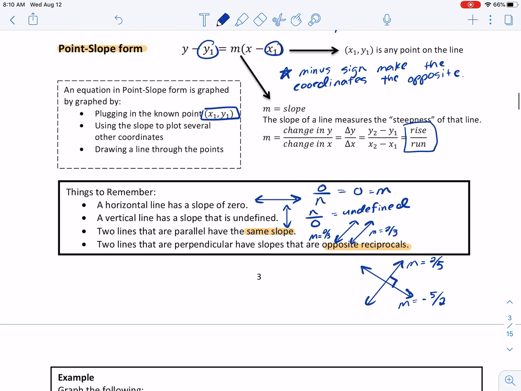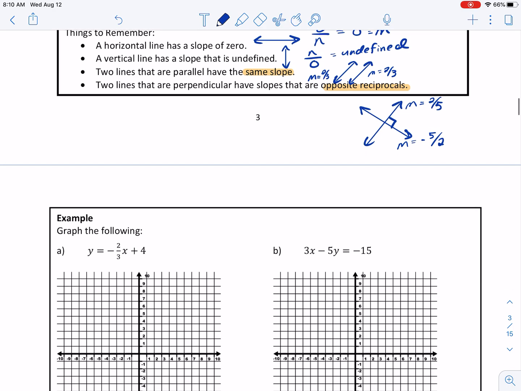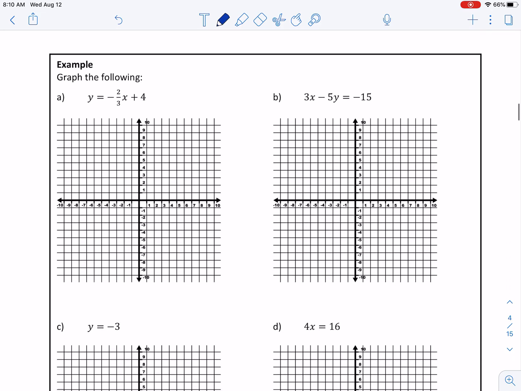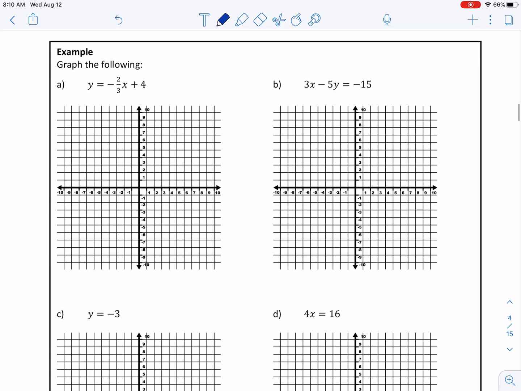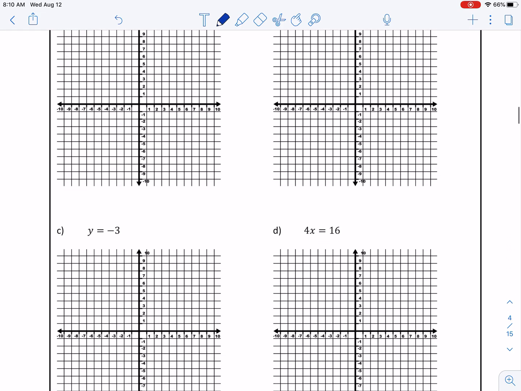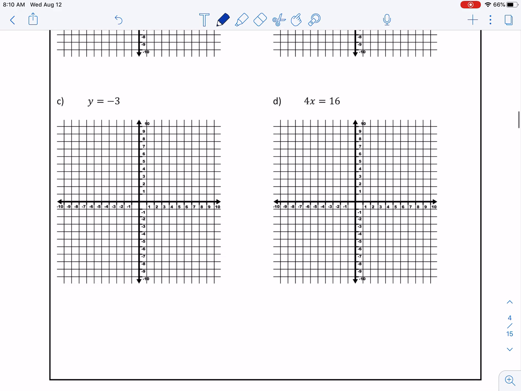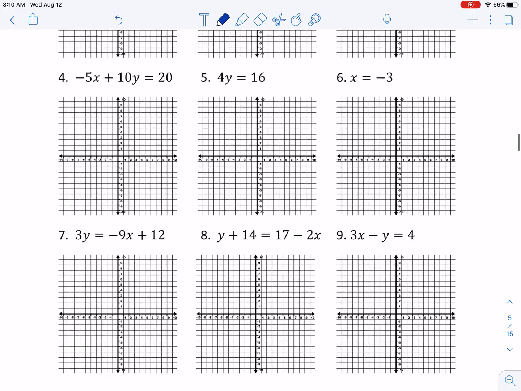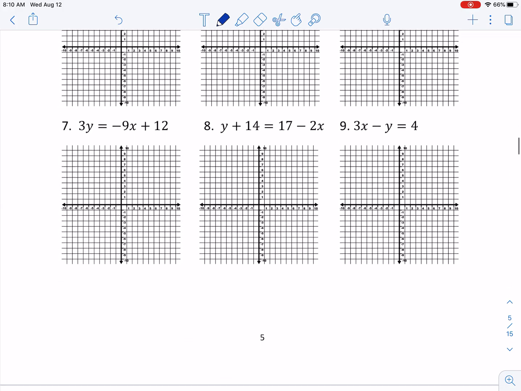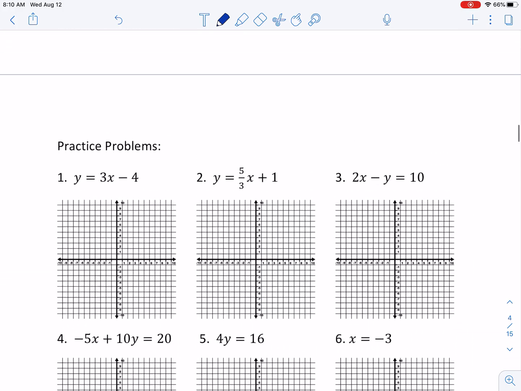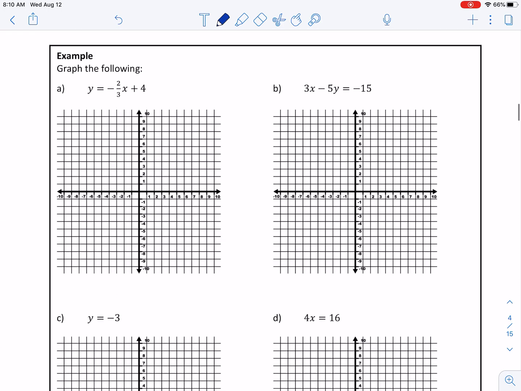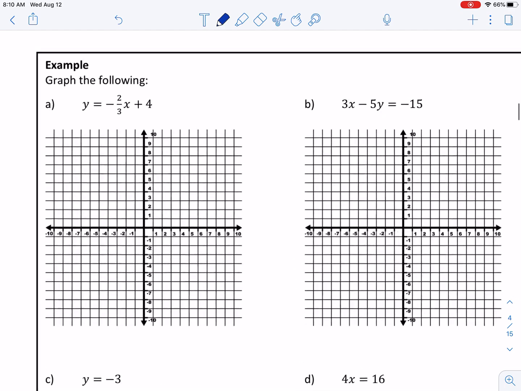Okay, let's go graph some of these linear equations in all three forms. So A is in slope-intercept form, B is in standard. We actually don't have any point slope form on here, but that's okay. We'll have an example where we graph point slope form in the next section in our notes. Okay, let's go ahead and start these together.